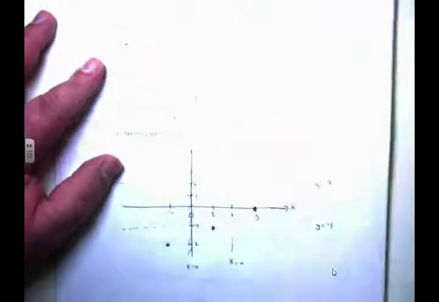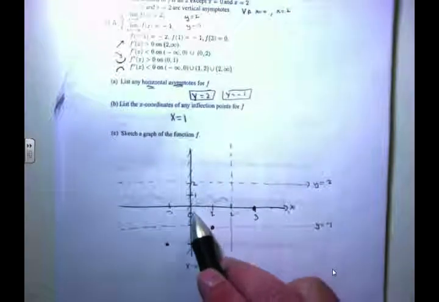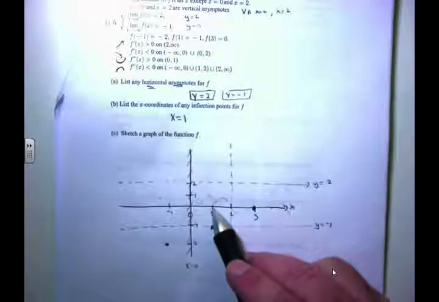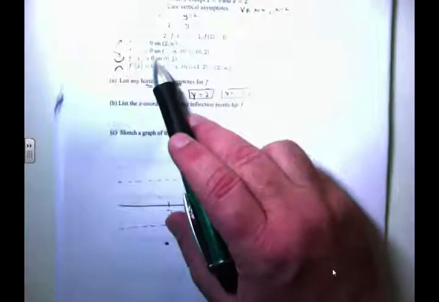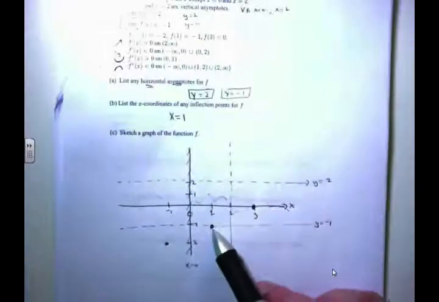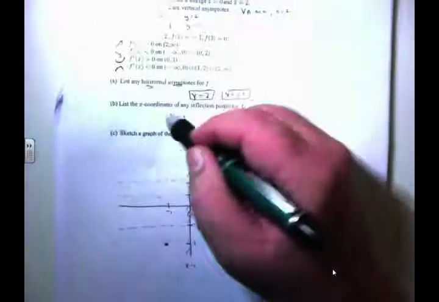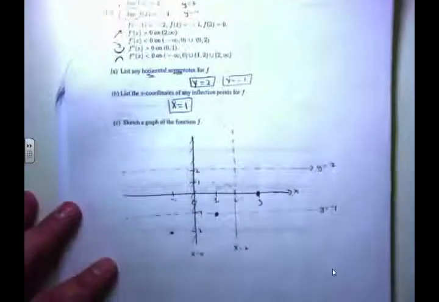X equals 1 is going to be an inflection point because below it, between 0 and 1, I'm concave up, and just above it, between 1 and 2, I'm concave down. That makes x equals 1 an inflection point. Now, let's put all this together.